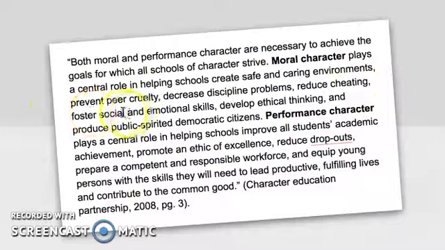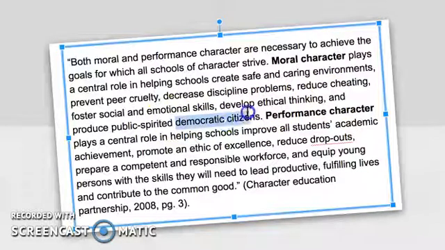It fosters or makes social and emotional skills. It's going to teach you how to get along with people better. And it develops your ethical thinking and produces public-spirited, democratic citizens. Now this part we're going to get more into when we talk about the civic character. Performance character, on the other hand, plays a really important role in helping schools improve students' academic achievement.